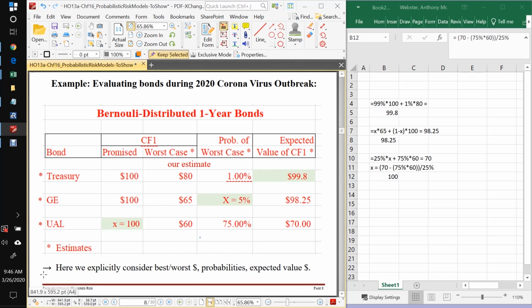Okay, and so what have we done here? The nice thing about this table is that it tells us everything that we need to know about the project-specific risk for these bonds. We've explicitly considered the best and worst case cash flows, their probabilities, and the expected values. If we kept repeating this Treasury experiment in a situation like the height of the 2020 coronavirus outbreak, we'd get on average over the long haul 99.8, et cetera, et cetera. Okay, good.